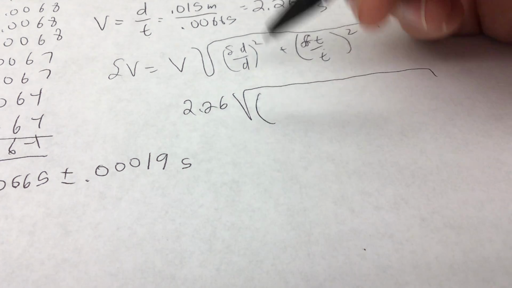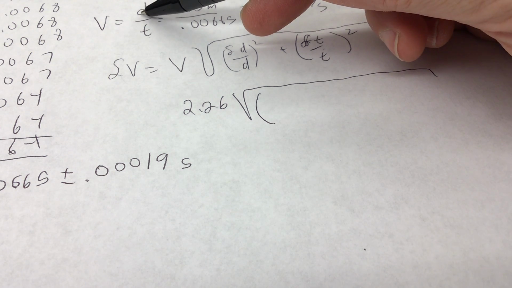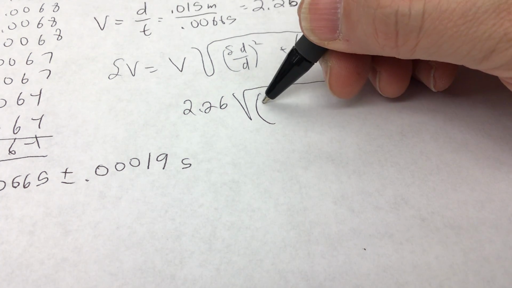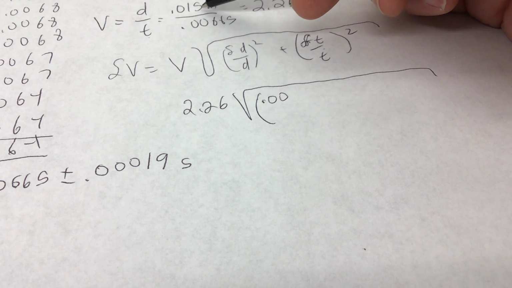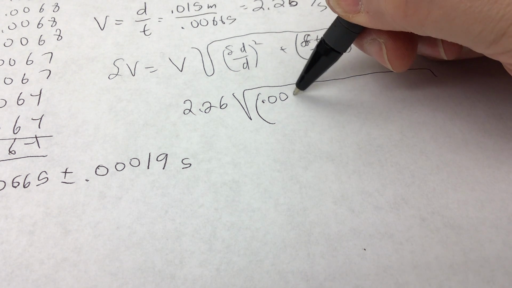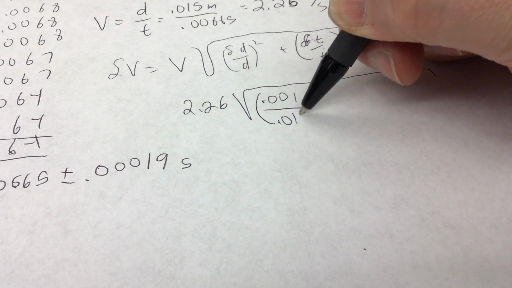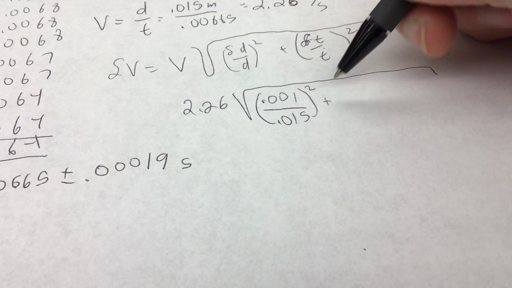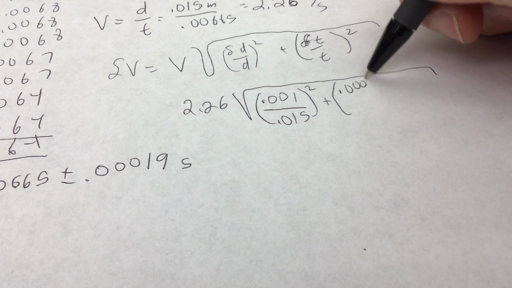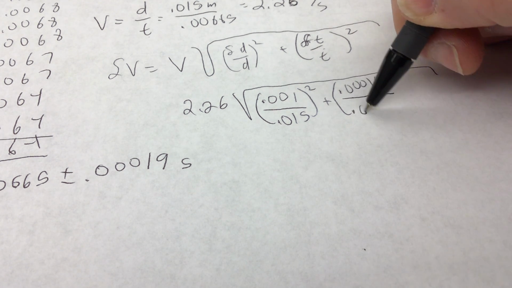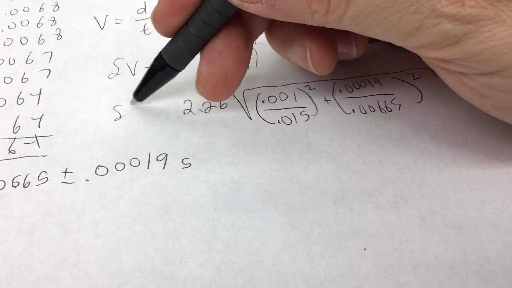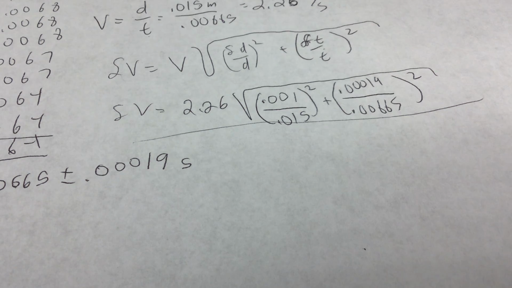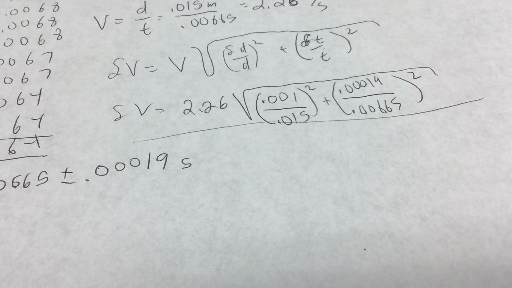And delta d, what do we use? We use the ruler, so that's a millimeter, right? So a millimeter is this point right here, so it's 0.001 over 0.015 squared plus delta t, which is 0.00019, divided by t, 0.00665. And that's it. That's the error in the velocity. The uncertainty of measurement in the velocity.